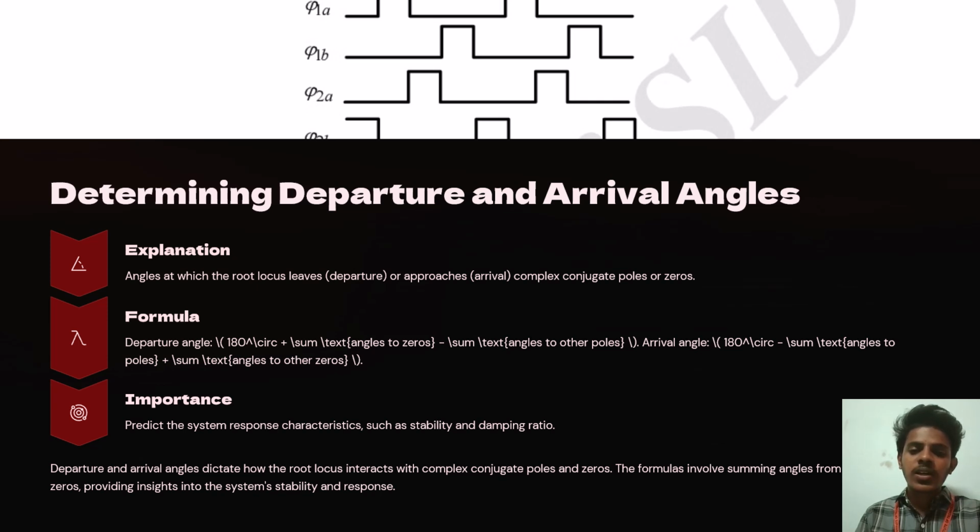Determining departure and arrival angles. These are the angles at which the root locus leaves (departure) or approaches (arrival) complex conjugate poles or zeros. Importance: they predict system response characteristics such as stability and damping ratio. Departure and arrival angles indicate how the root locus interacts with complex conjugate poles and zeros. The formula involves summing angles from zeros, providing insights into system stability and response.